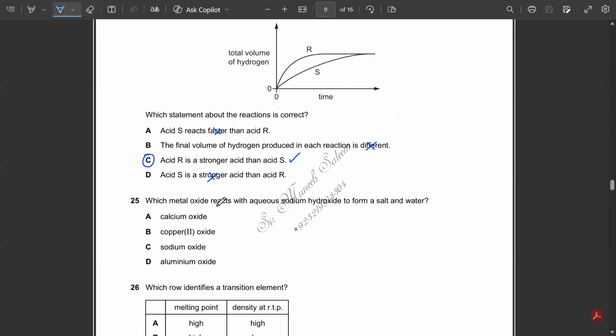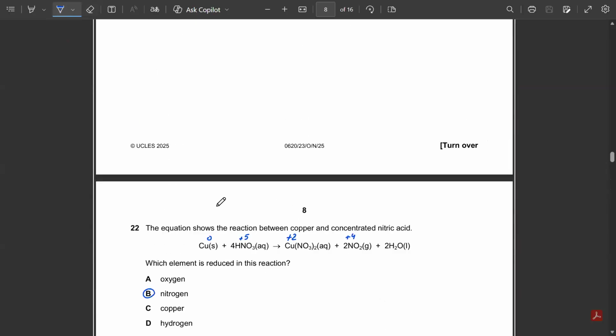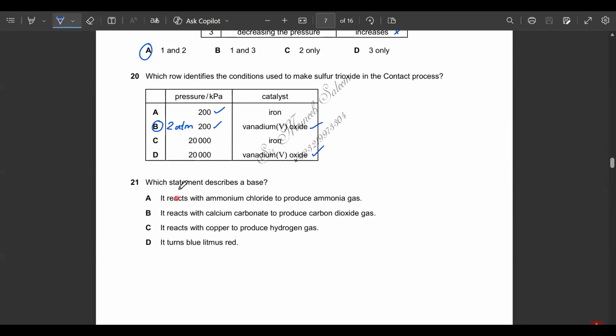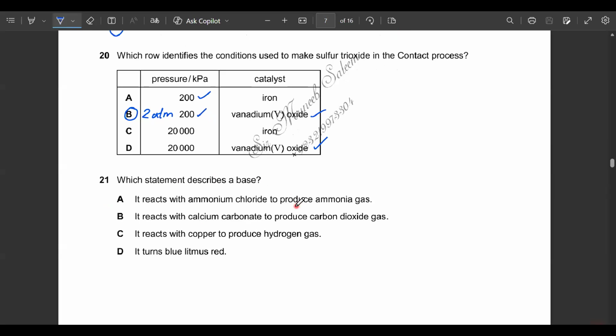Question number 21. Which statement describes a base? So we have to relate with the properties of the base here. First option A, it reacts with ammonium chloride to produce ammonia gas.